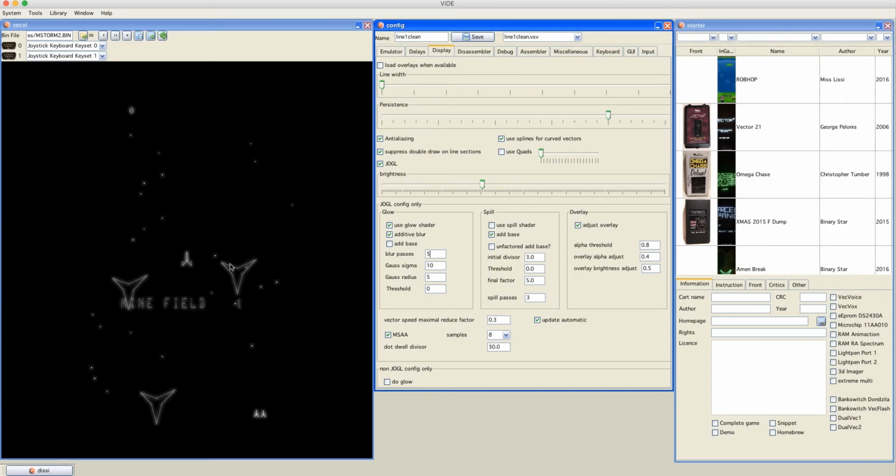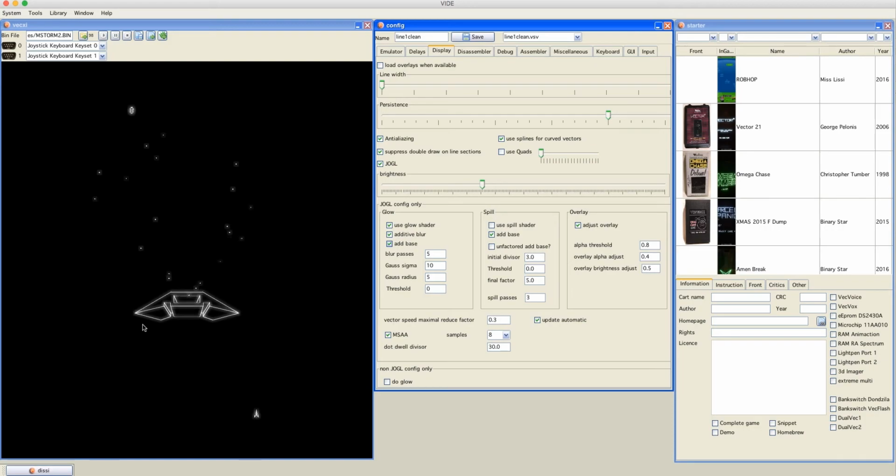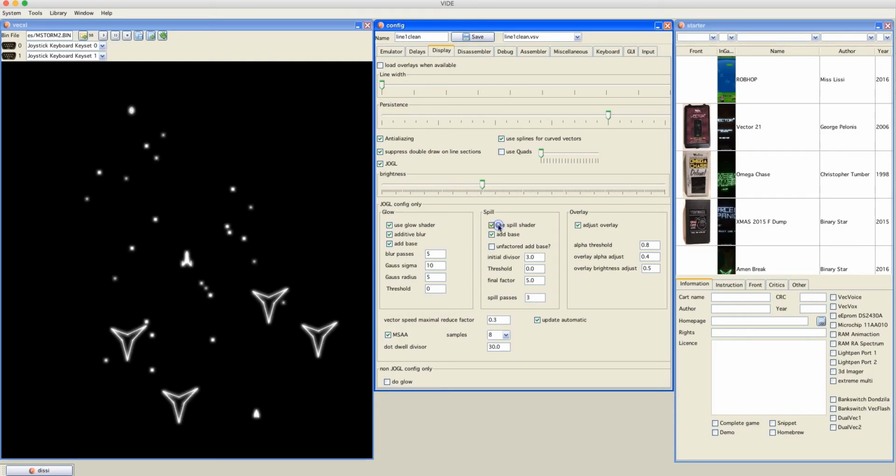So here you see already a usable glow. The add base is the same add base as before, so you can add the original input data to the output data. This is what this does. It's a little bit brighter, so you can see also here this is already a glow shader. These two combined are now very glowy.